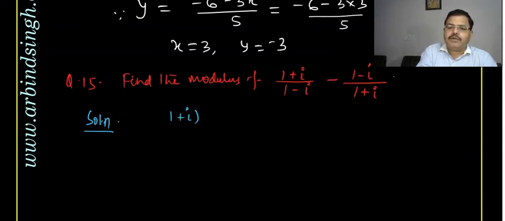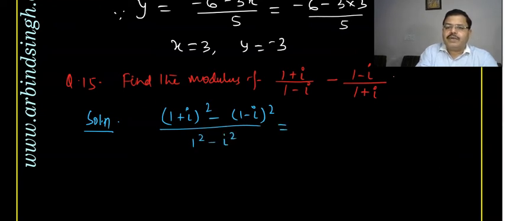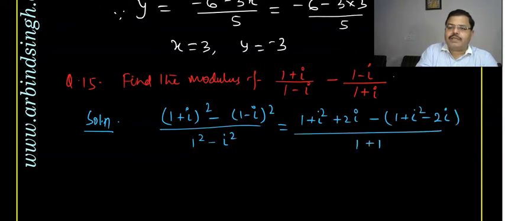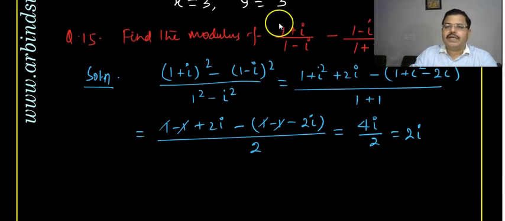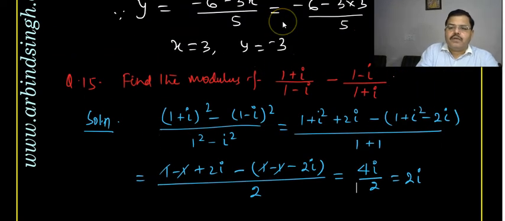That will be (1 plus iota) whole square minus (1 minus iota) whole square, and in the denominator it would be 1 square minus iota square. So that will be 1 plus iota square plus 2 iota minus 1 plus iota square minus 2 iota, and that will be 1 plus 1, since iota square is minus 1. So it will be 1 minus 1 plus 2 iota minus 1 minus 1 minus 2 iota. So these cancel, 2 iota and 2 iota become 4 iota, and divided by 2, that is 2 iota.